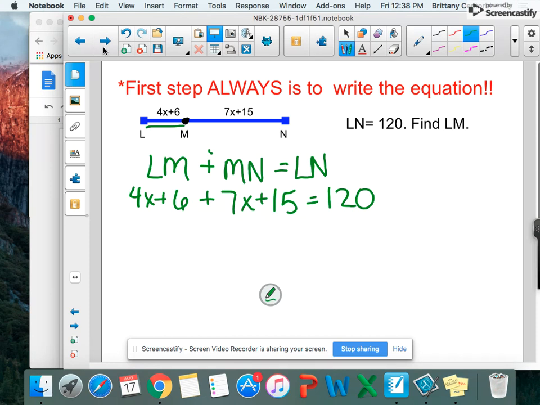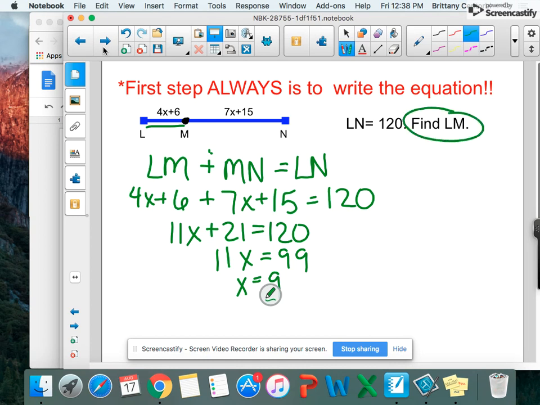So here we're going to combine like terms. We get 11x plus 21 equals 120. When we subtract the 21 over, we get 11x equals 99. When we divide by 11, we get that x equals 9. So here again, we're not done because the question asks us to find LN. So we're going to take LN, which is 4x plus 6, and we're going to plug in 9. So we're going to do 4 times 9 plus 6. So then the length of LN is 42.